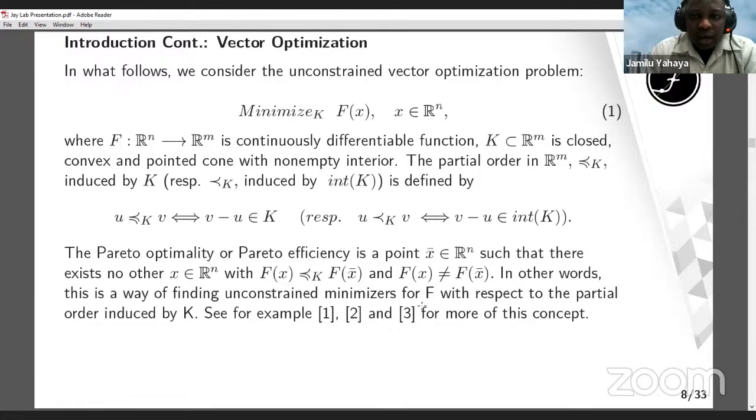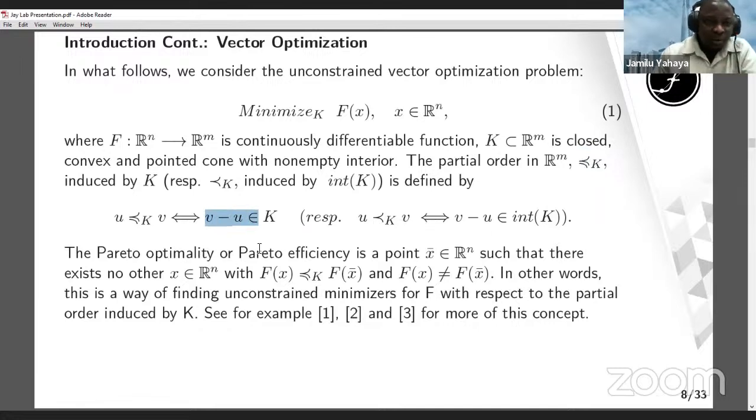So the partial order in Rm is represented as this, that is the partial order induced by K, while the interior is represented as this particular one, while this one is for the direct partial order. So this is when we say that U is partially ordered with respect to K of V, this implies that V minus U is in K, respectively in the interior also.